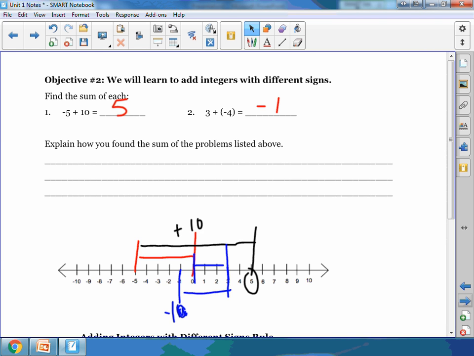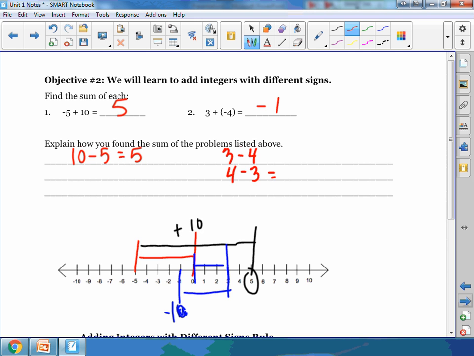Okay. What's a different way? Maybe you were working with. Go ahead, Mark. Well, I just kind of thought of it as like you're subtracting the negative number's absolute value from the positive number. So you subtract 5 from 10 to get 5, and then you subtract 4 from 3, and then that's -1. So you're thinking like this, or were you thinking 4 minus 3 to get your 1?